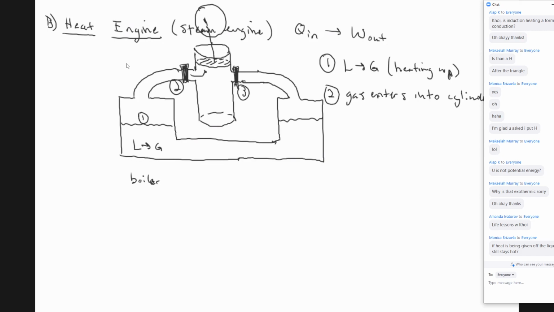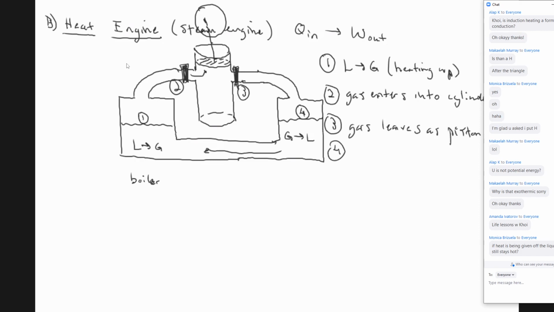Then at 3, as that piston begins to fall, so it rises up really quickly, then it begins to fall down really slowly. And as it begins to fall down, gas then leaves at 3 as the piston descends. And at 4, that gas becomes a liquid, and then you pump the liquid back and you have it starting all over again.